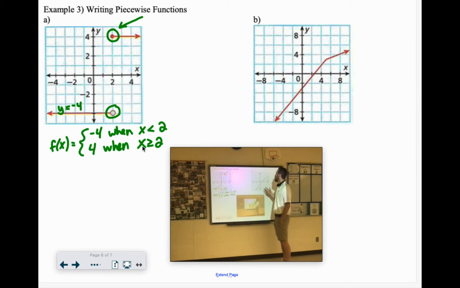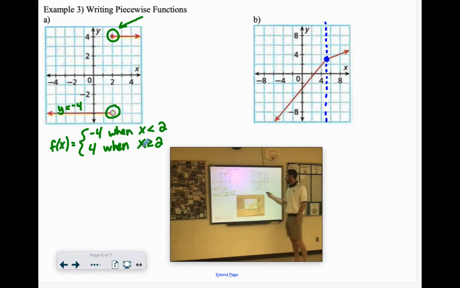Now this one does not have any dots. It looks like one continuous line, so they just glide into each other here. It would be a solid dot from that point. But let's see where it changes directions here. The scale here is going by 2's, so I'm going to assume that this is at 5, right?